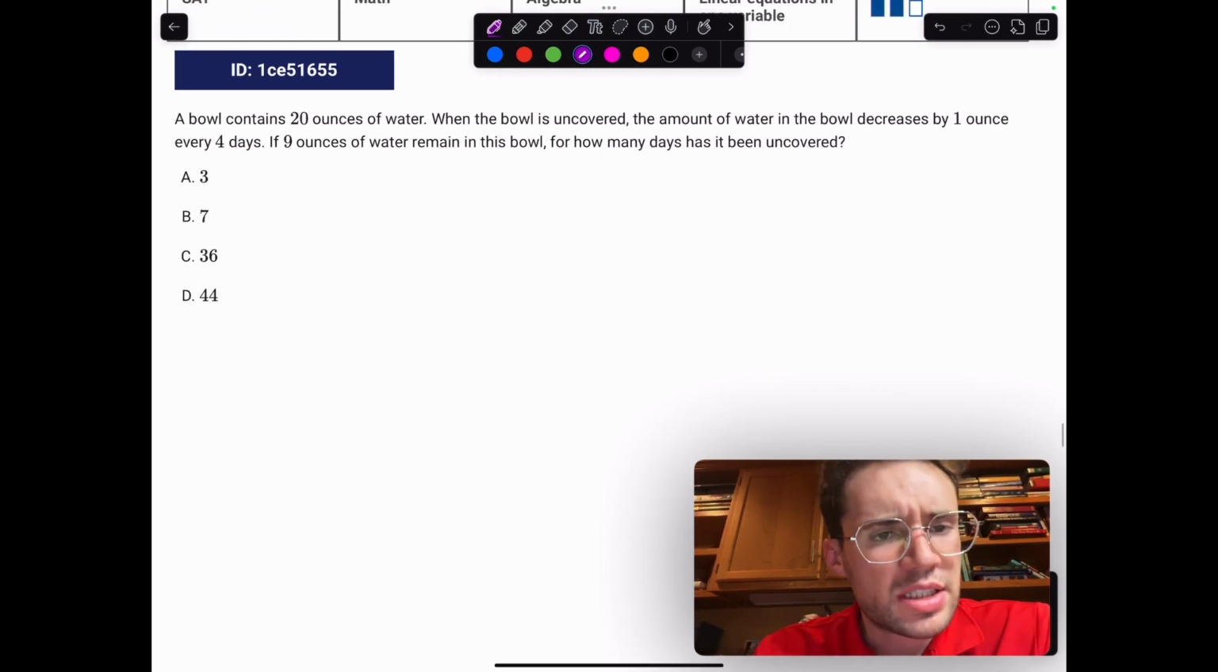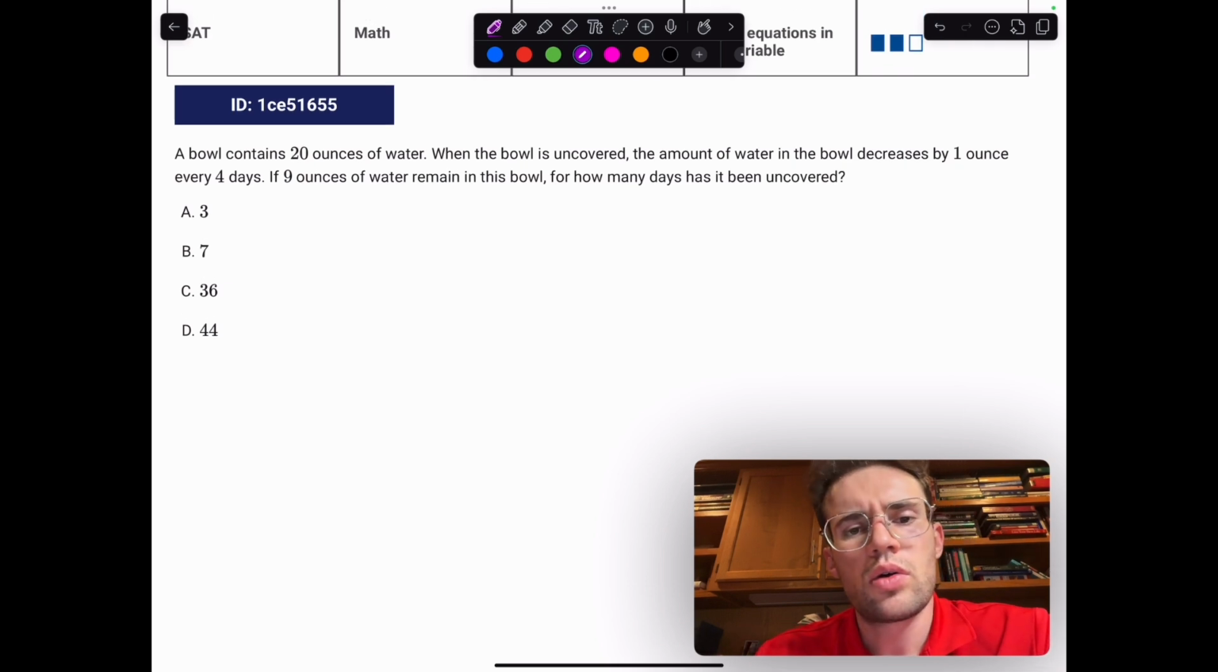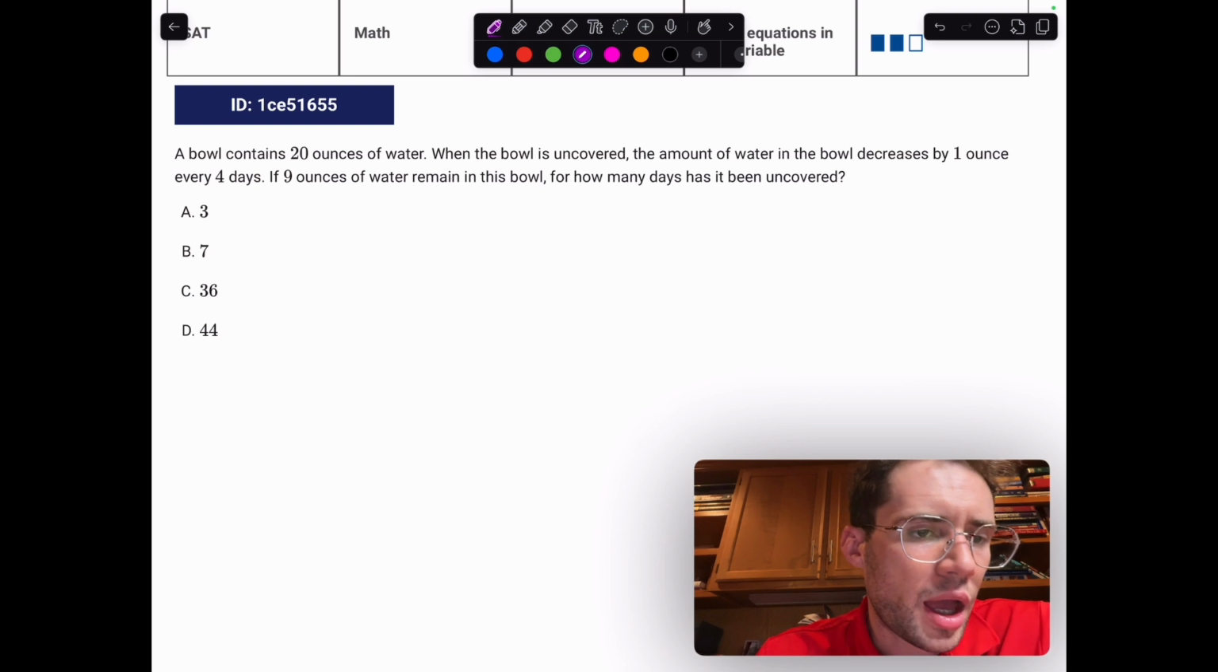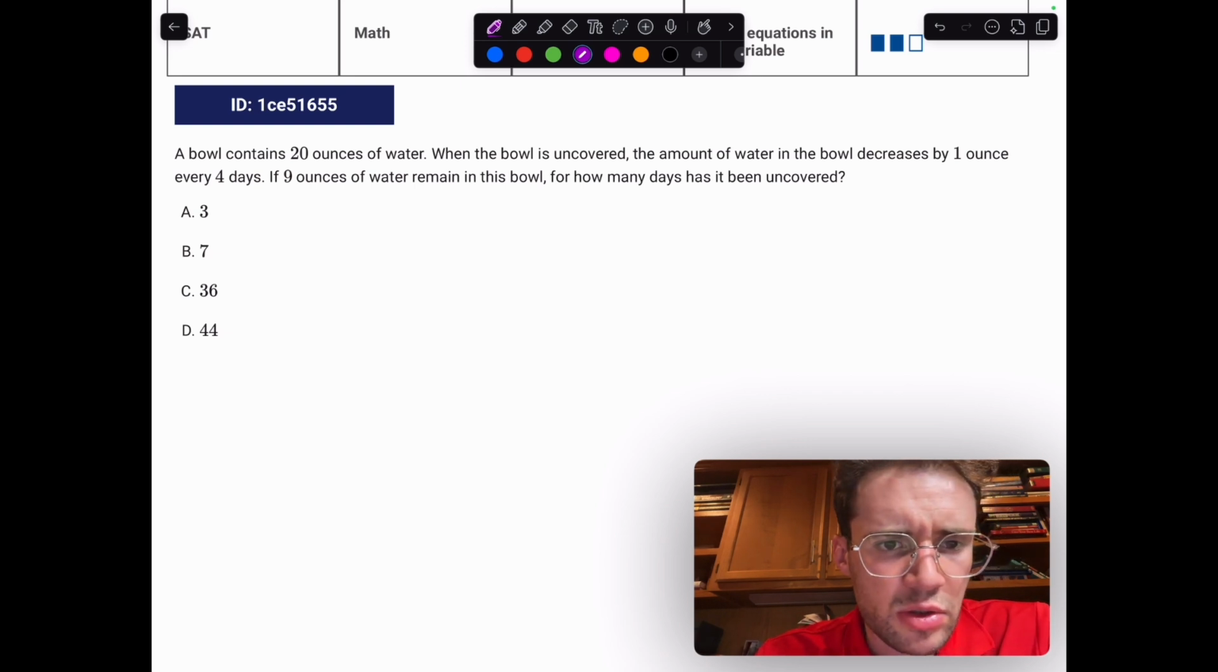Now, a bowl contains 20 ounces of water. When the bowl is uncovered, the amount of water in the bowl decreases by 1 ounce every 4 days. If 9 ounces of water remain in this bowl, for how many days has it been uncovered? So the assumption is if it was covered, you lose nothing. Right? A bowl contains 20. So you start with 20.